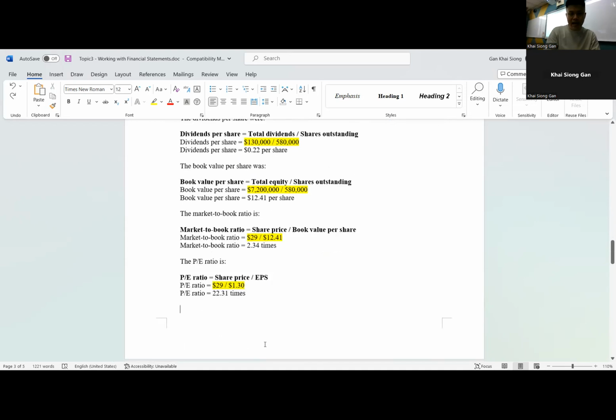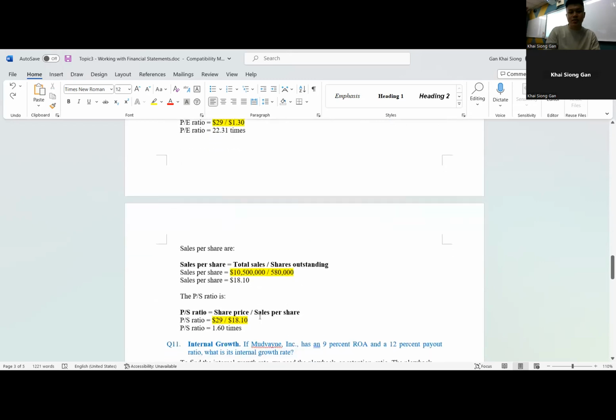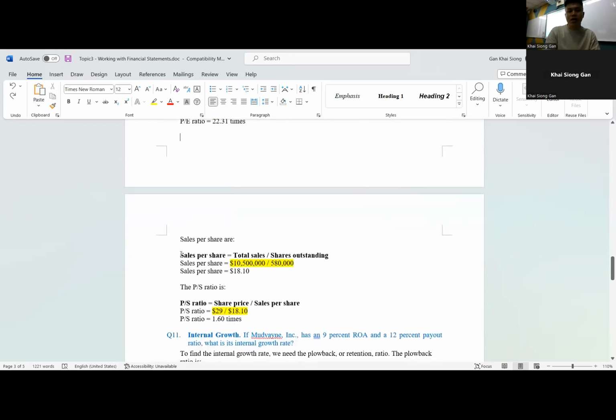Okay, for the price to sales ratio, you first have to calculate sales per share. How do you calculate it? You use total sales divided by shares outstanding. Total sales they give you already, at the end of the sentence, and then divided by the total shares, you get the number here, sales per share. So once you get the sales per share, you can calculate the price to sales ratio already. What is the price here? Price refers to the share price. Share price is my numerator, and the sales per share will be my denominator. And at the end, you get a PS ratio of 1.6 times.